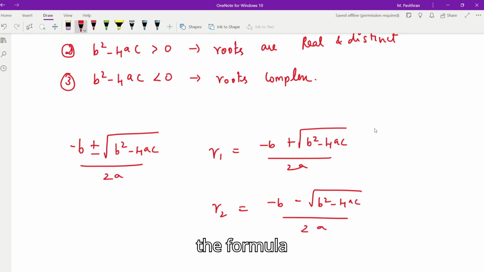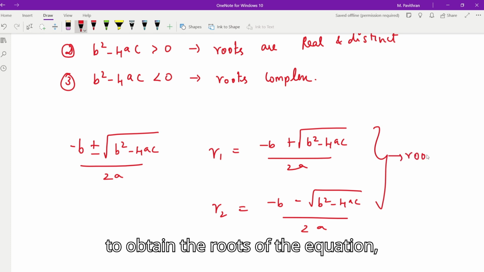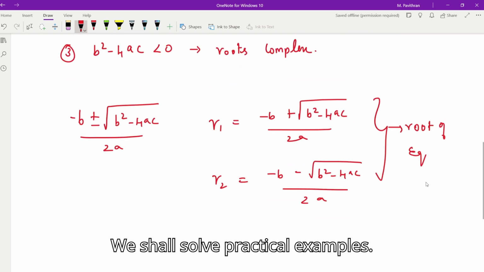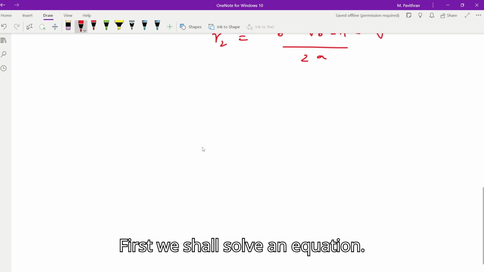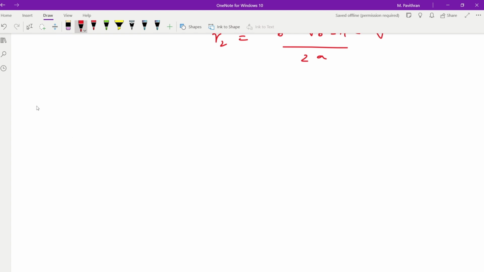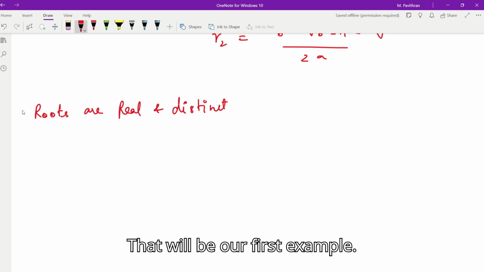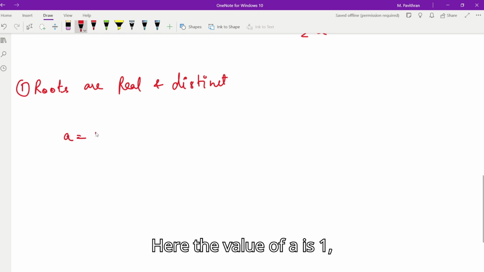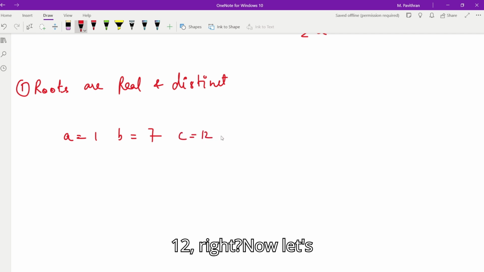Now that we have looked at the formula to obtain the roots of the equation, we shall solve practical examples. First, we shall solve an equation where the roots are real and distinct. That will be our first example. Here, the value of a is 1, b is 7 and c is 12, right?